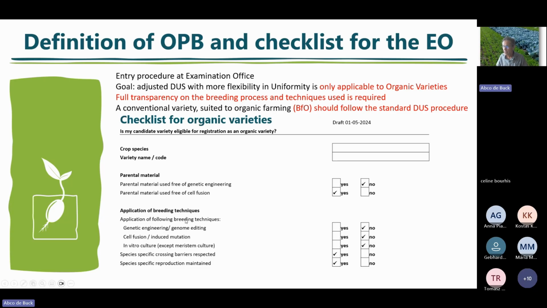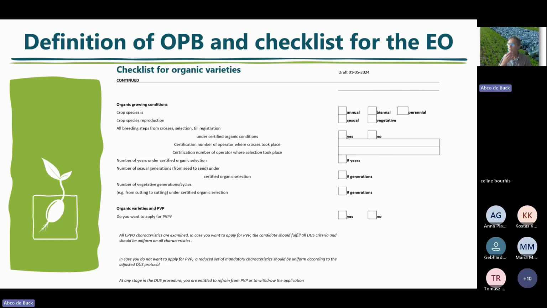The application of breeding techniques. The following breeding techniques are not allowed: genetic engineering, genome editing, cell fusion or induced mutation, in vitro culture, except for meristem culture. Specific crossing barriers should be accepted, and species-specific reproduction should be maintained. All deduced from the definition of organic plant breeding we agreed upon, and it will be proposed to the Commission as an improvement of the vague definition that is now in the PRM law.